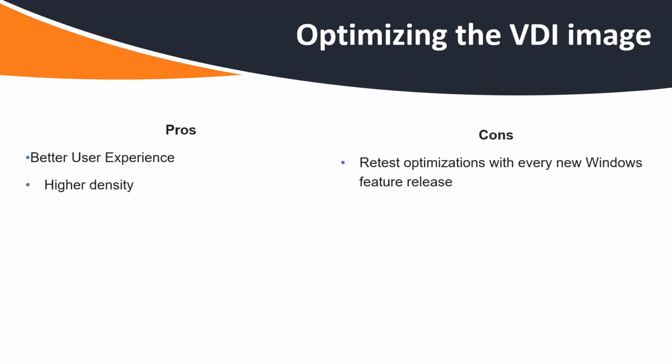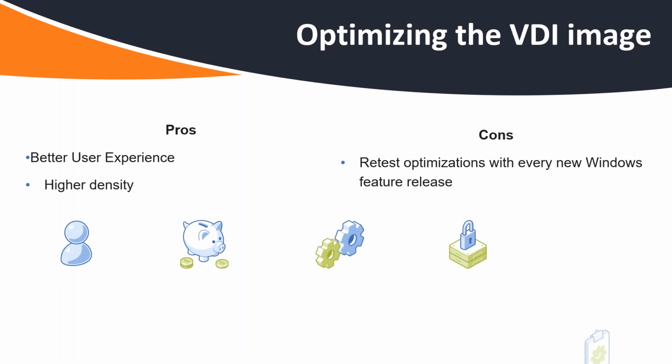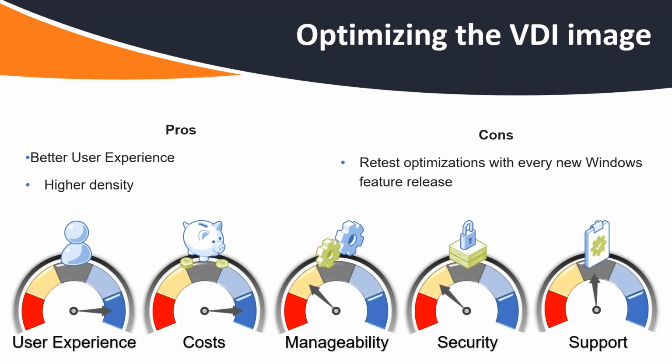So looking at the why, pros are better user experience and higher density. Cons, you need to retest your optimizations because they might impact your applications. From a user experience perspective, we're all good. Cost perspective, good, because we're achieving higher density. Manageability, we need to put in a little bit more work to get our golden image ready to go. Security and support, you have to know what you're doing in terms of optimization. Sometimes you want to disable certain services that impact either security or support. So again, know what you're doing when you're optimizing your desktop.